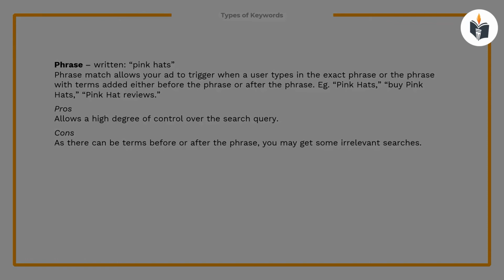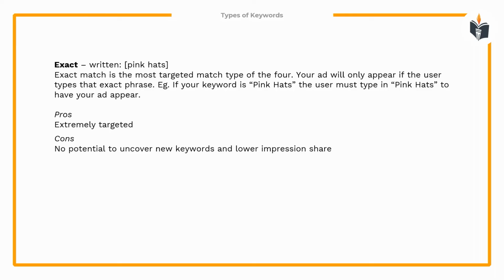And then last is exact. So when you put it in square brackets, exact match is the most targeted match type of the four. Your ad will only appear if the user types that exact phrase. So if your keyword is pink hat, the user must type in pink hat to have your ad appear. Even if they use anything else, like hats pink, or hats instead of hat, then also your ad will not show up.